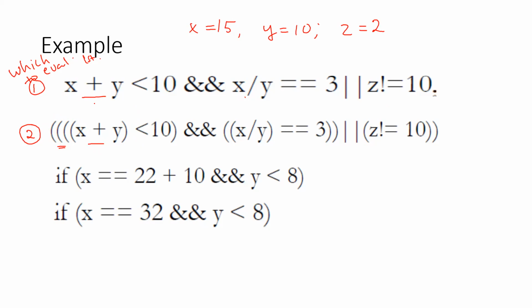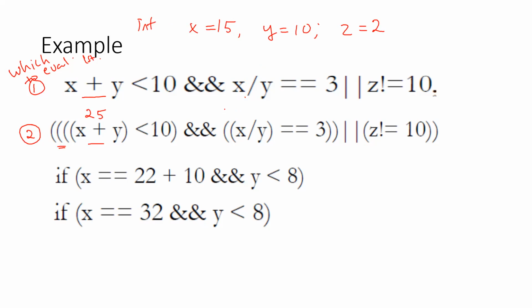All right, if you remember, you need to do the plus minus first, and then your relation operator, and lastly your logic operator. So in this case, you need to do x plus y first, and then x divided by y, and then z is not equals to 10. So x plus y is 25. X divided by y is 1.5.